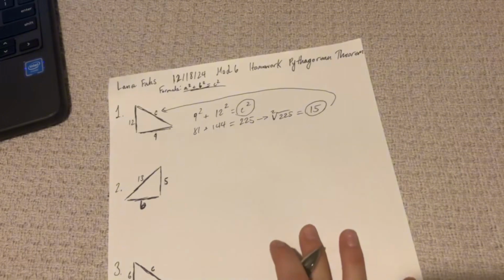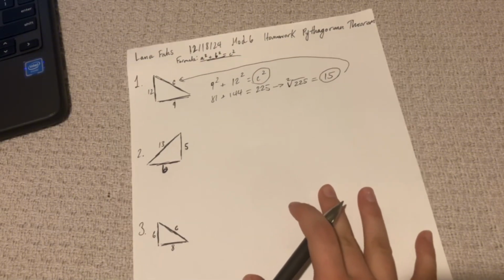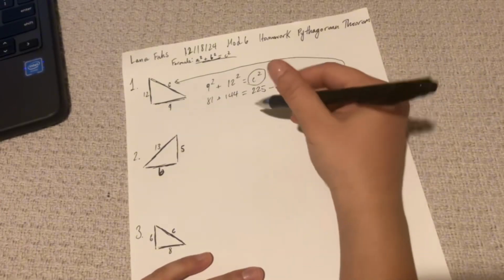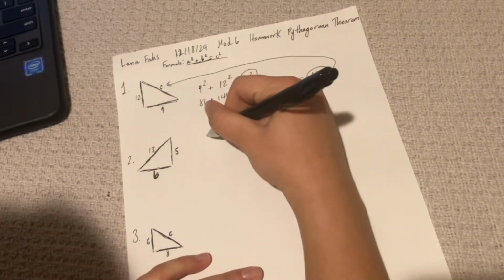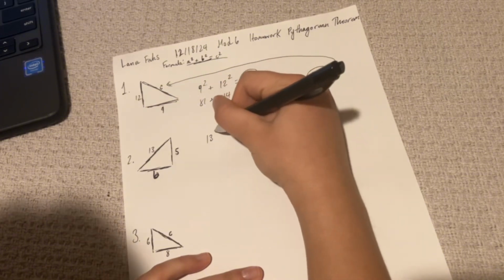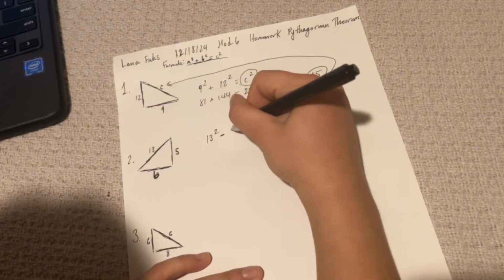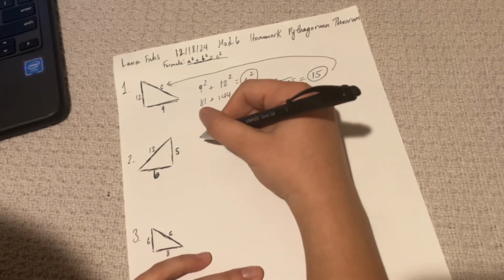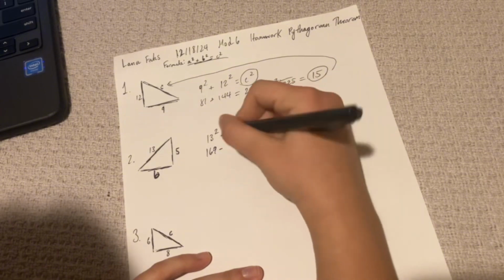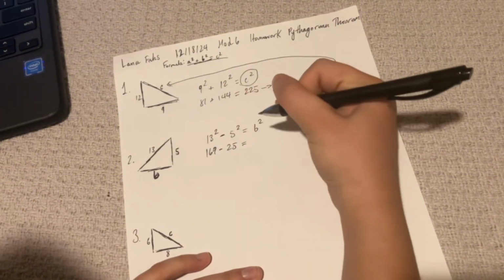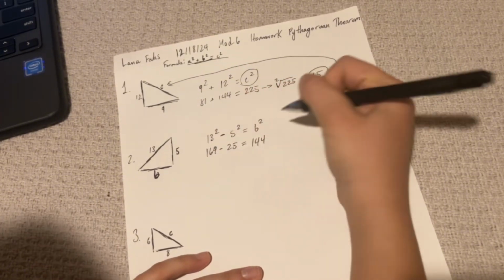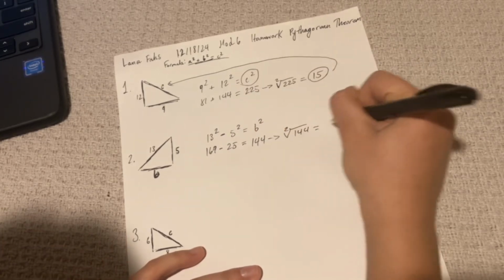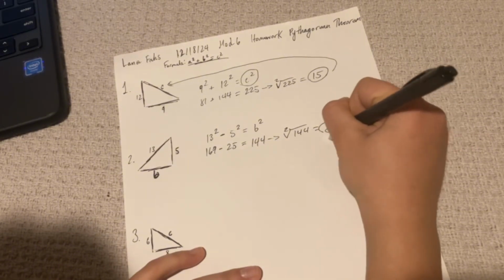Let's do the same with this next one. Except this time we don't have C, we have B that's missing. So I believe for this one, from what the video said, we're going to be doing subtraction. Basically, find C squared, which is 13 to the second power, minus 5 to the second power equals B to the second power. So 13 to the second power is 169, and 5 to the second power is 25. So 169 minus 25 equals 144. Then we find the square root of 144, which would be 12. So 12 is our answer for B.